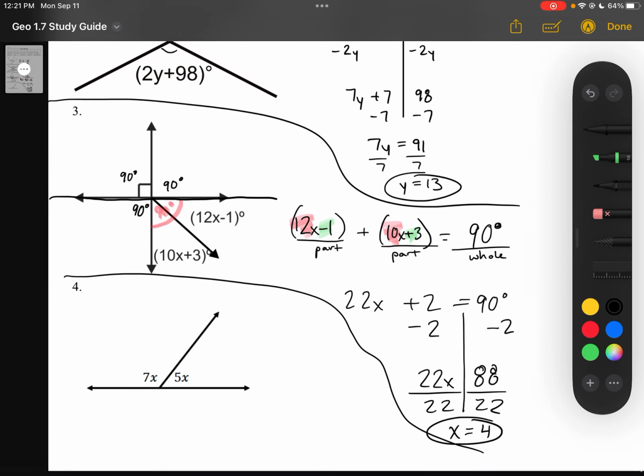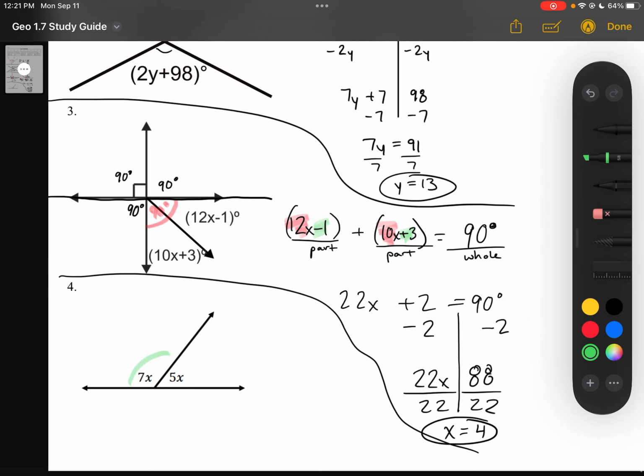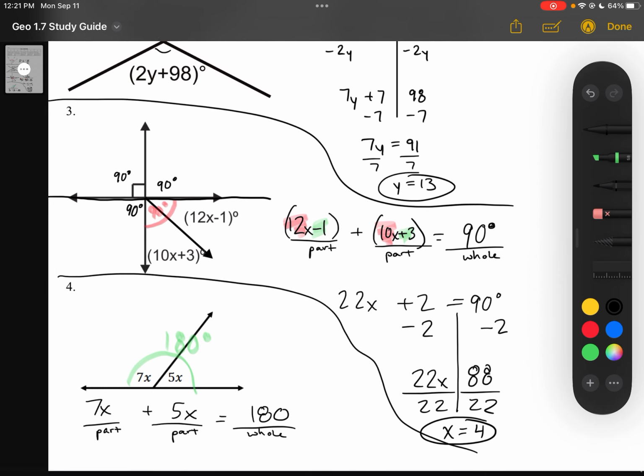For our final question, we are looking at linear pairs. If we have a straight line, we know that this entire straight line, the degree measure of this is 180 degrees. So we're going to go back to that part plus part equals whole framework again. So the whole is 180. And the two parts we have are 7x and 5x.